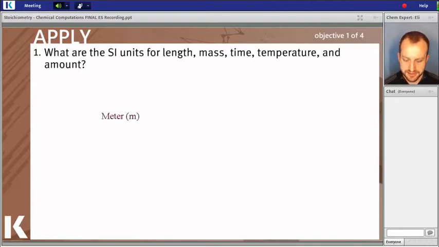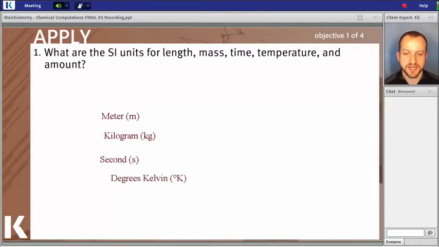For mass, we are dealing with kilograms. For time, we will be playing with seconds. For temperature, now watch out: some people use degrees Celsius a lot in science, but technically Kelvin is our SI unit. And then a mole is our amount of stuff, our standard amount of stuff, which is 6.022 times 10 to the 23rd.